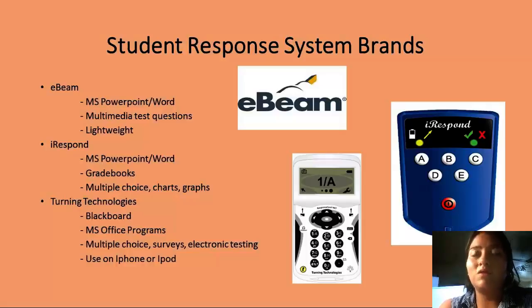And then the one I most prefer is Turning Technologies. This is something that I've been using through college. I learned about it through college. I didn't even know it existed, but I thought it was very useful. These are compatible with all Microsoft programs. They are compatible with Blackboard, and they work with multiple choice, surveys, and other testing. They are also available on your iPhone or iPad, so you can use it through its app. So in case you forget this response system, you have that backup in your phone because it's something that you probably wouldn't forget.